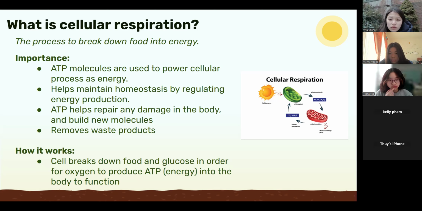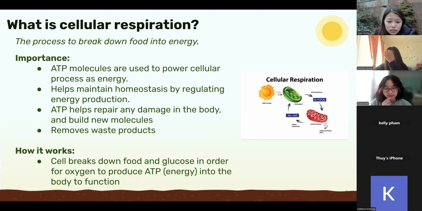We can remember ATP as a source that helps us produce energy to function. Without ATP, we won't be able to function and it can lead to death. How it works is that the cell will break down the glucose, along with oxygen, to produce ATP energy for the body to function. This includes muscle contractions for movement, helps the brain function, and cell division and growth of new cells.